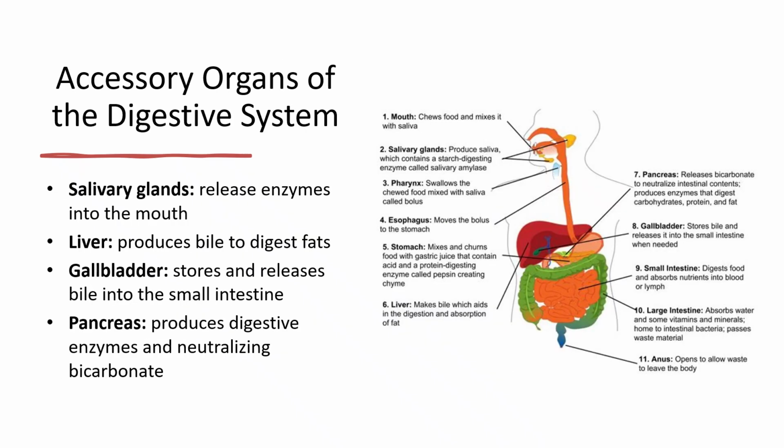Accessory organs help digestion, but food doesn't pass through them. Salivary glands add enzymes in the mouth. The liver produces bile to digest fats, stored and released by the gallbladder. The pancreas produces digestive enzymes and bicarbonate to neutralize stomach acid.